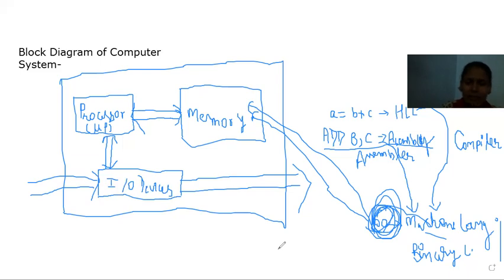Students, always remember, compiler is not used to check the errors. The main purpose of the compiler is only to convert a higher level language program into the machine language. If error comes, then it will not compile the program further.